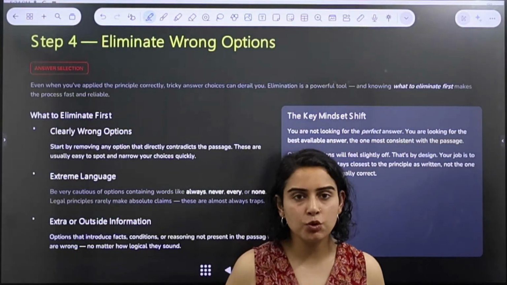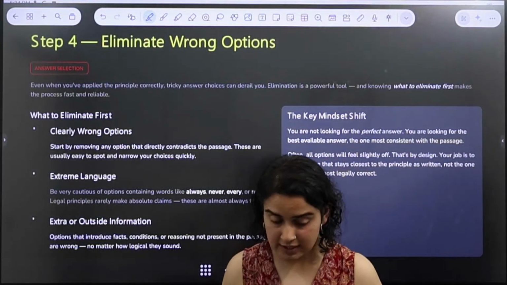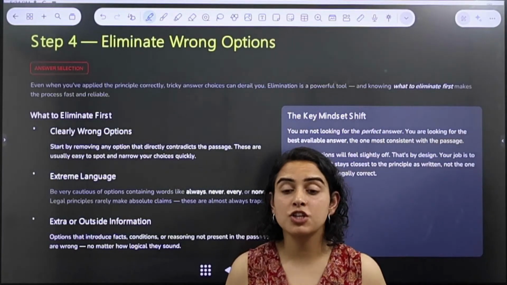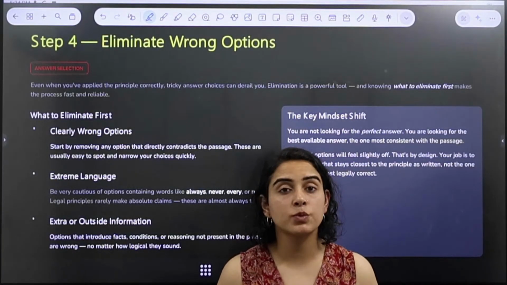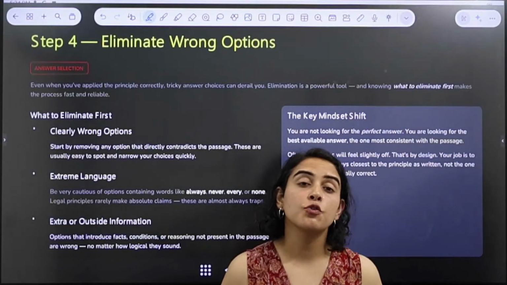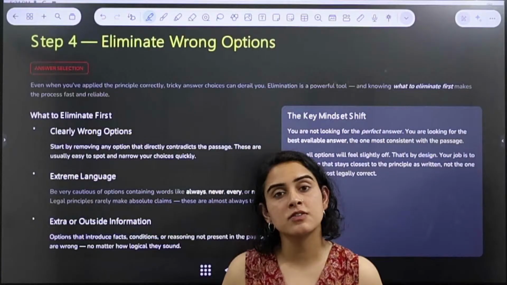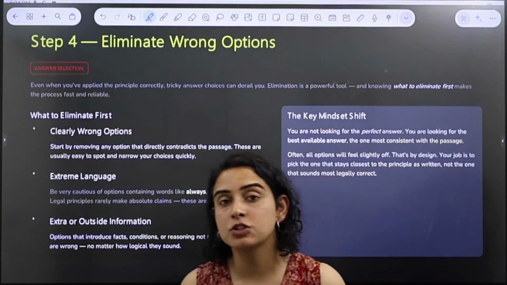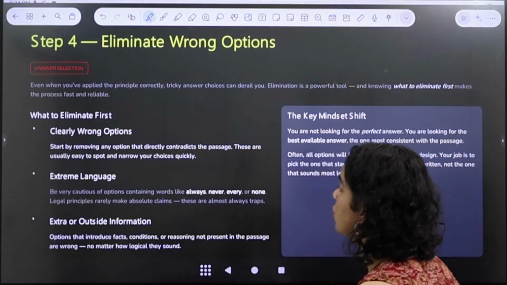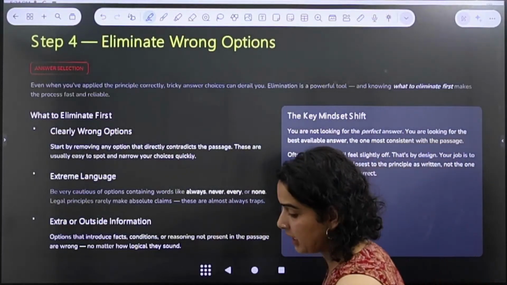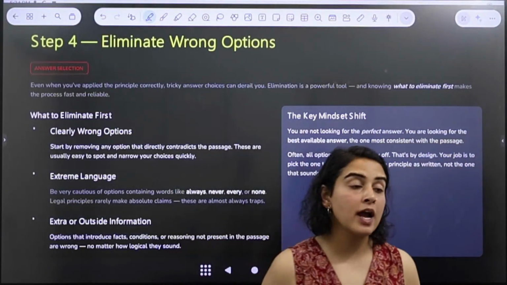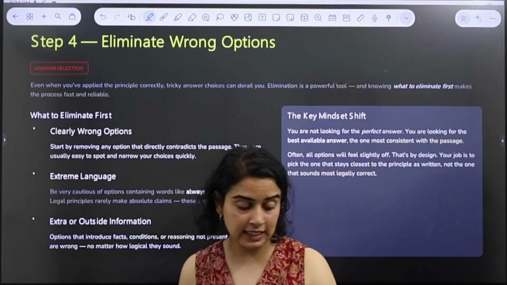Remove those two incorrect options first of all. Once you have removed those two options, your accuracy, or the chances of you giving the correct answer, will automatically increase from 25% to 50%. You will only have two options in front of you, and based on that, you just have to select the most possible correct answer. Now, how can you identify the two most probable incorrect answers?